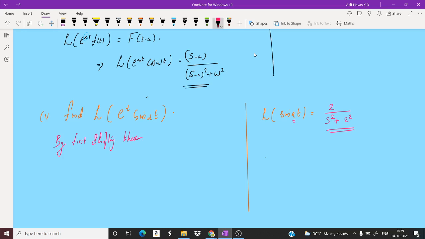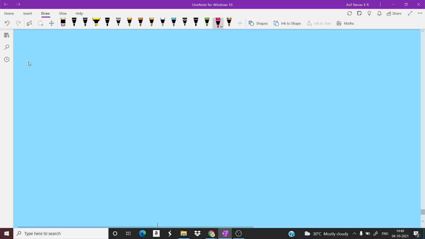we know that L of e raised to at f of t is equal to F of s minus a. So here a is equal to 1 and omega is equal to 2. Therefore, L of e raised to t sin 2t is equal to, we will replace s by s minus 1. So that is 2 by s minus 1 all square plus 2 square. Now you do a problem. Next problem.